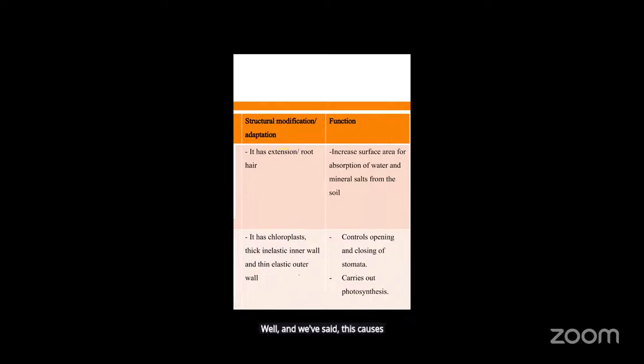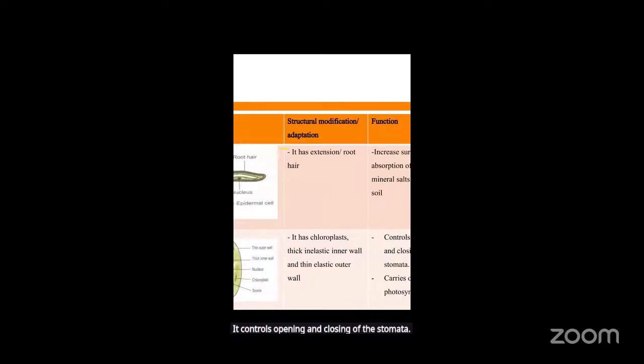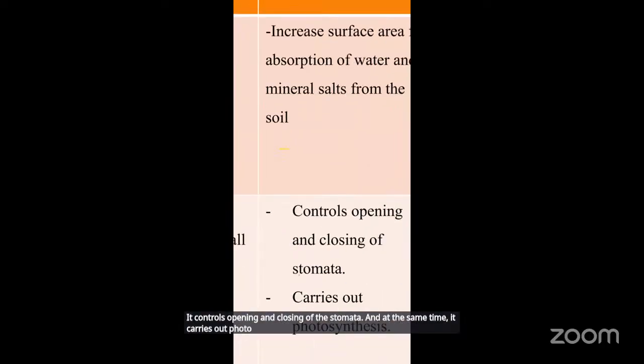So what is the function of a guard cell? It controls opening and closing of the stomata, and at the same time it carries out photosynthesis. So those are the adaptations of the guard cell. We can comfortably then move to another specialized cell in plants, and this cell is a palisade cell.